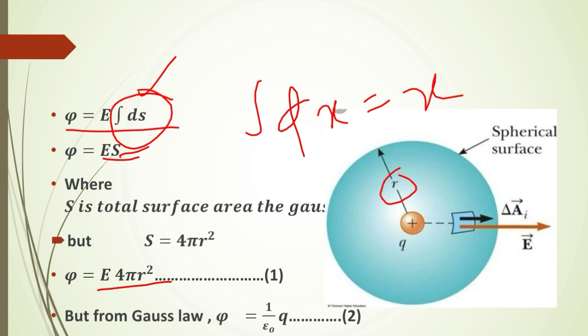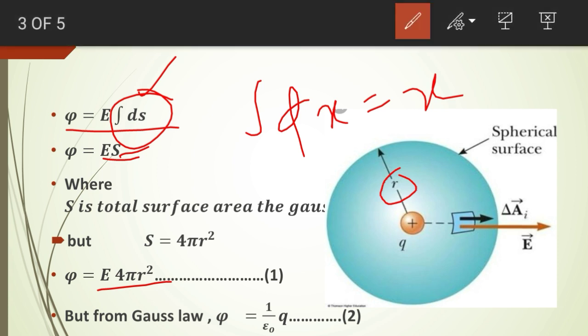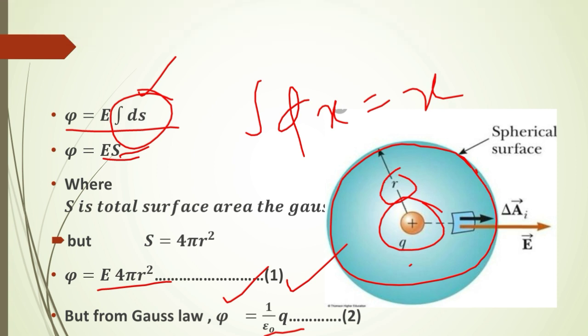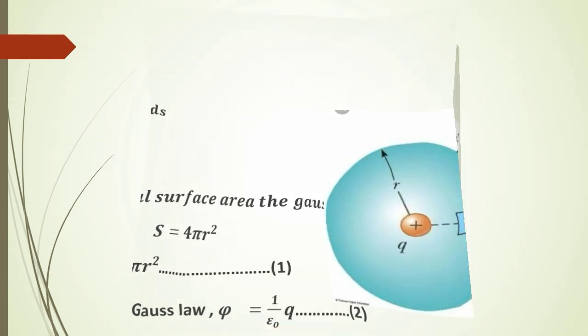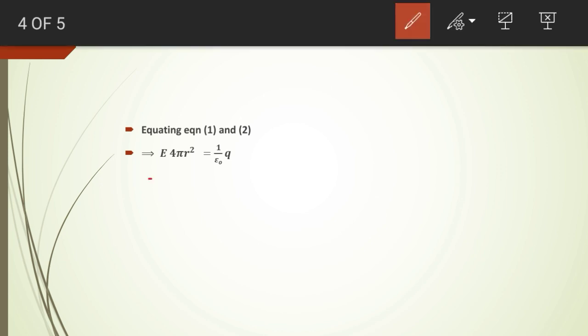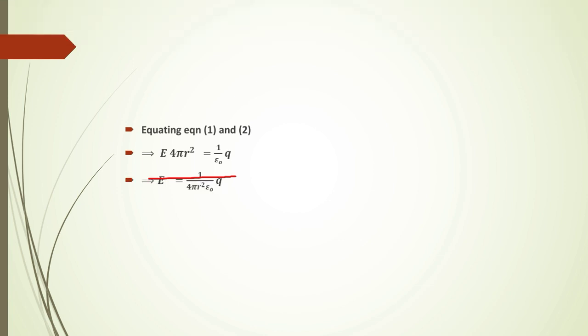Now from Gauss law, the total flux linked to the surface is the total charge inside divided by epsilon 0. How much charge is there? Only q charge is inside the surface. So phi is equal to q divided by epsilon 0. Now this is equation 1 and this is equation 2. So equating equations 1 and 2, we get E into 4 pi r square is equal to q divided by epsilon 0.